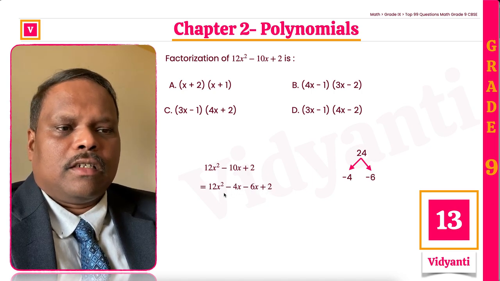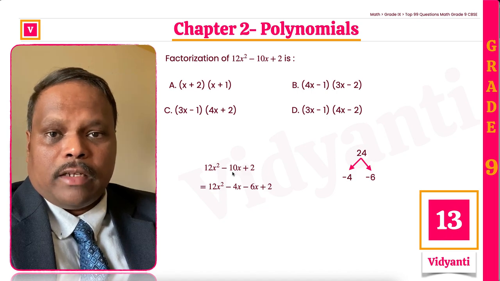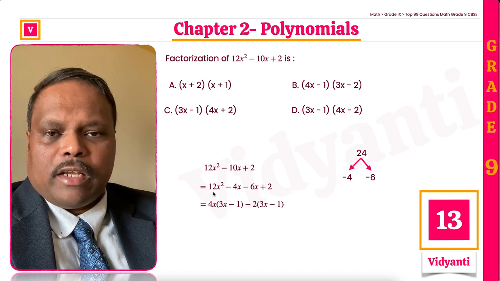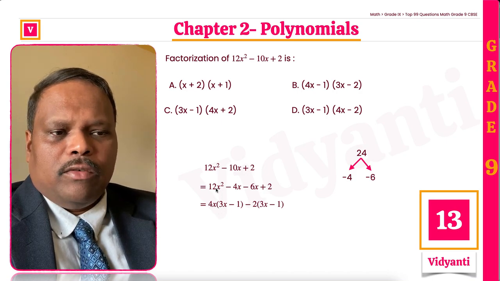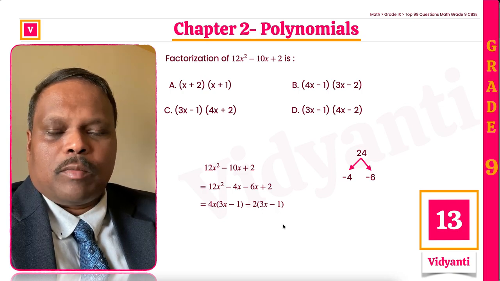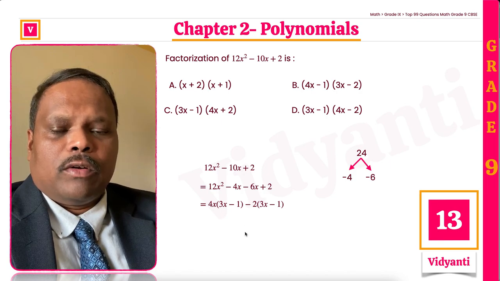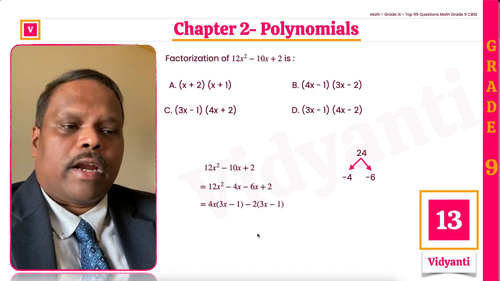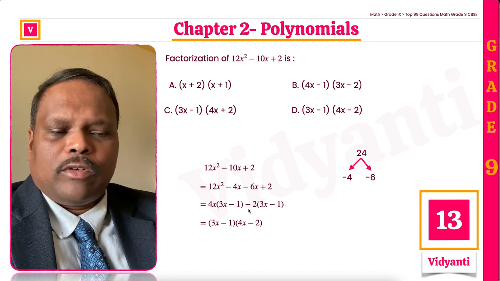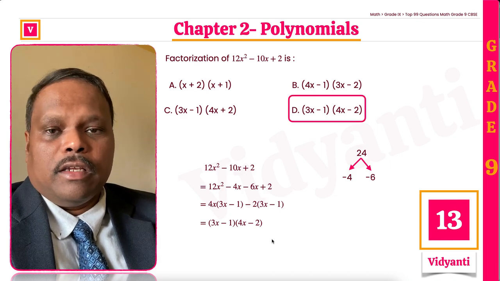So in that case, let's try this, splitting minus 10x as minus 4x minus 6x. So 2x can be taken common from the first two terms and that will leave 3x here. If you take 2 common from the second pair, then it will leave only minus 1. If you take minus 2 common, then it will get 3x minus 1. 3x minus 1 is a repeated factor, we will write that only once, and whatever is left over will accumulate into the second bracket. So 3x minus 1 and then whatever is left over, 4x minus 2. So this will be your factorization and that will be answer D.